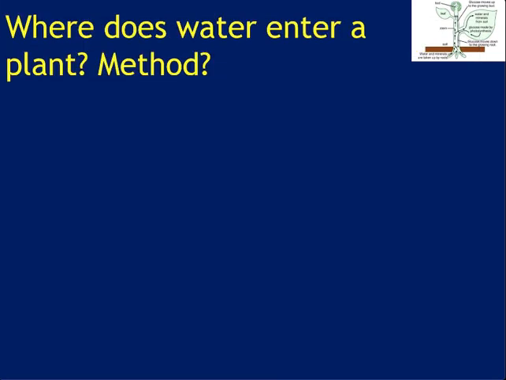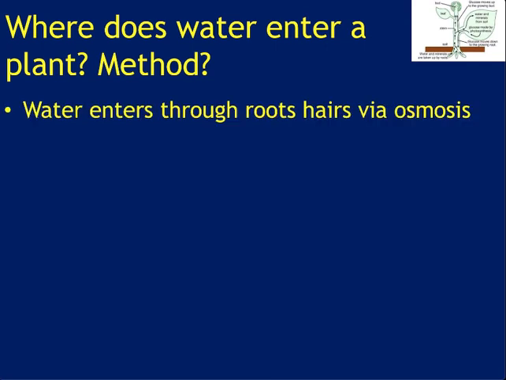So water enters a plant. Hopefully you're all telling me that water enters a plant at the root, which is correct. Believe me, I've had some junior cycle science students tell me, oh miss, it's the leaves, because water falls on the leaves, so that's how it gets in. Specifically, it's via the root hairs, and we've done the method in Form 4, which is osmosis.